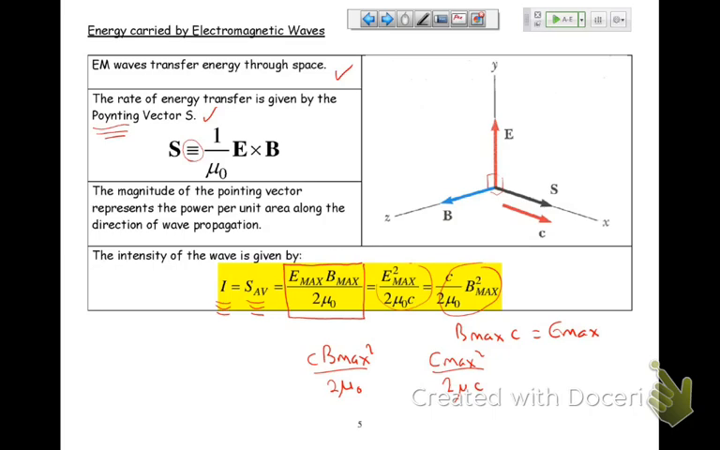So I don't bother with these second two equations. I can figure those equations out. What I remember is that one. And again, for me, it's one of those things where I learn it as I need it because it's not in my long-term memory. So Emax Bmax over 2 mu naught.